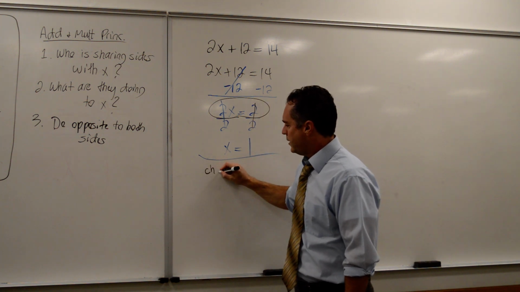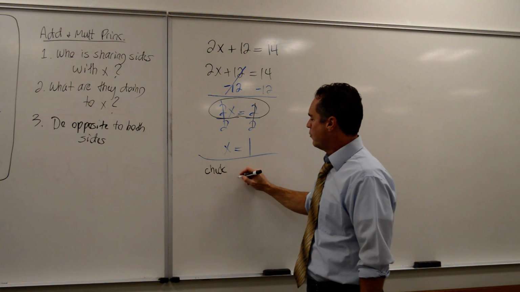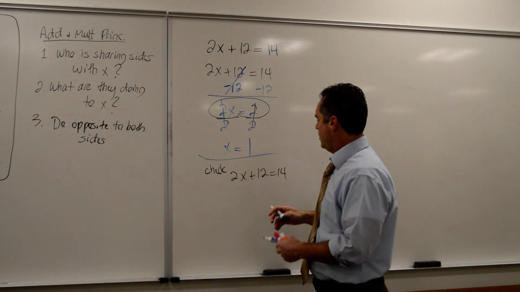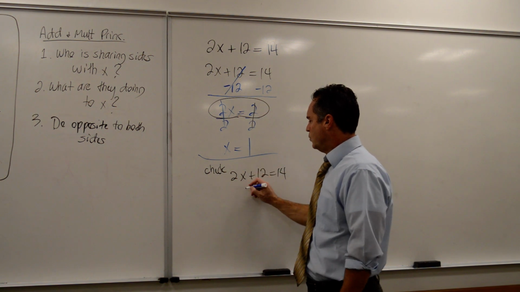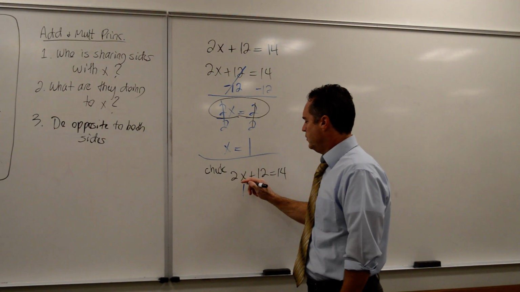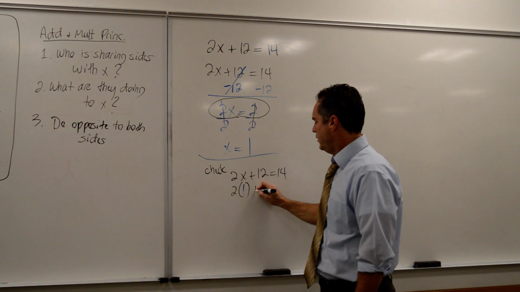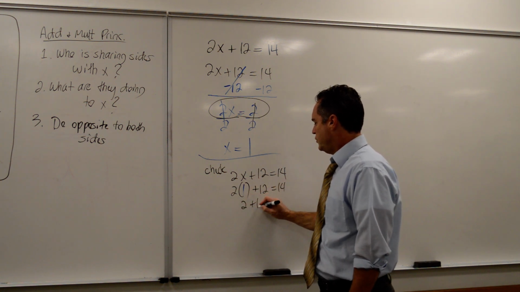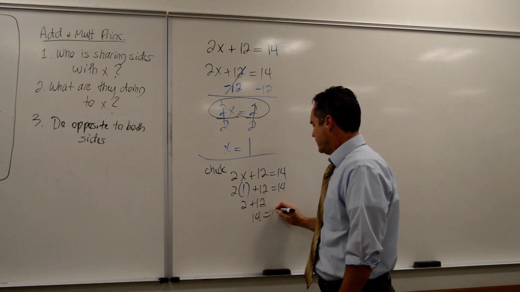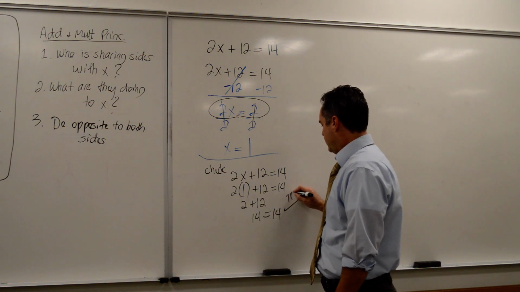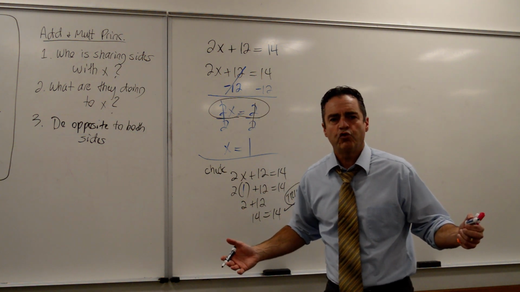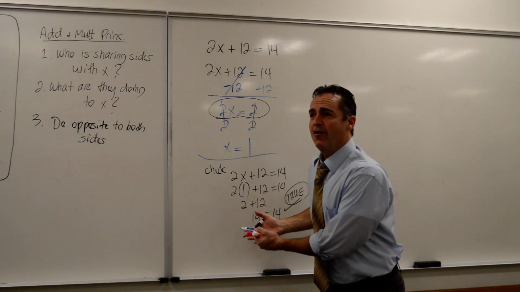Let's go ahead and check this answer, see if it proves to be correct. The original problem was 2x plus 12 equals 14. We determined that x equals 1, and so we take 2 times 1 plus 12 equals 14. Indeed, 2 times 1 is 2. 2 plus 12 is 14. 14 equals 14. Check. I know this math is true. This math is true. There you go.